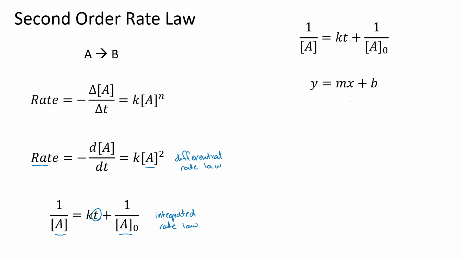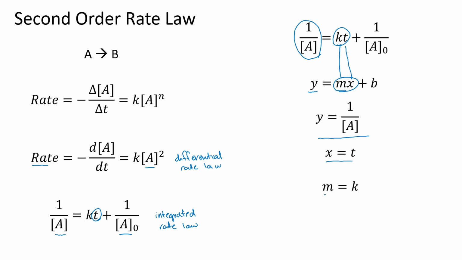Moving left to right over the equation, what is our y value? It is this 1 over the concentration of A. So we'll write that out right down here. Our m and our x match up with our k and our t. Specifically, our x value is our values of t, and our slope, our m value, is our rate law constant. So x is equal to t, and our slope, or our m, is equal to k.